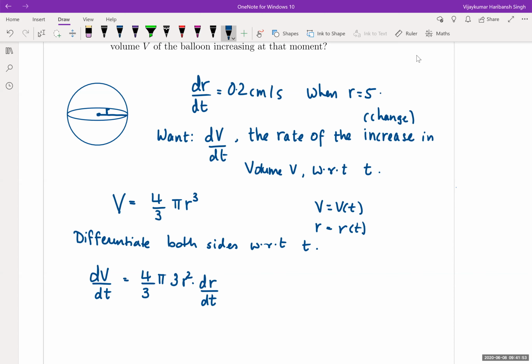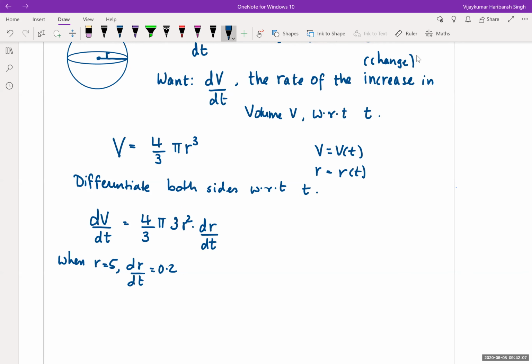So now what is the information given to us? When r is 5, dr over dt is 0.2. So let's plug that in. We get therefore dv by dt is 4 by 3 times pi times 3 times r is 5, so 5 square, times dr by dt is 0.2. We can cancel a few things off. So 4 times 25 is 100. 100 times 0.2 is 20. 20 times pi, so 20 pi.